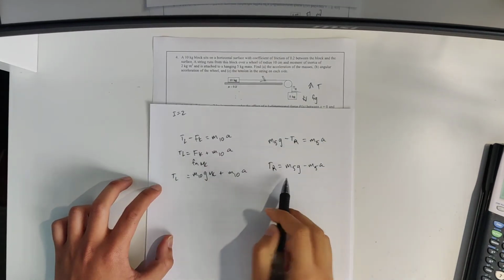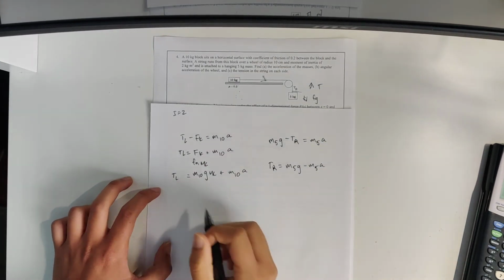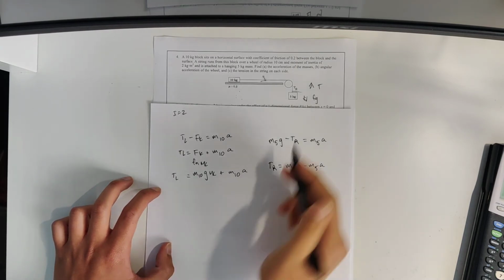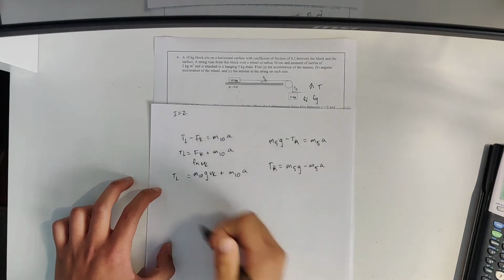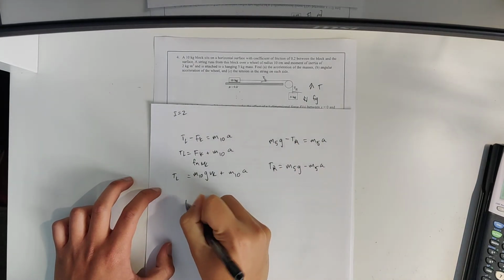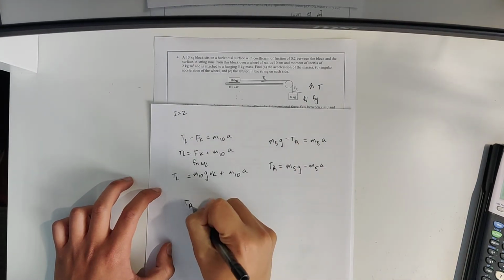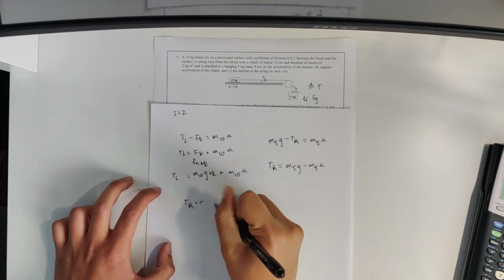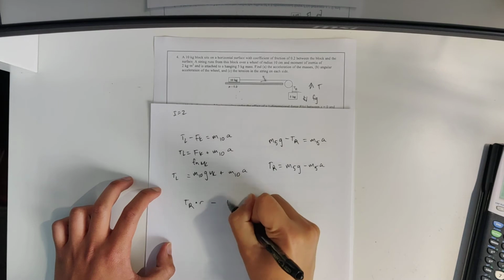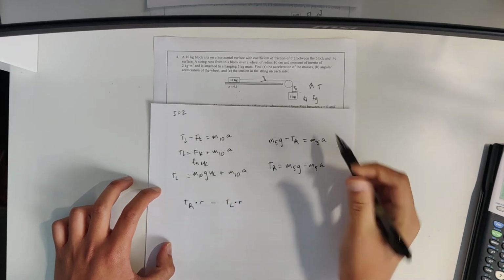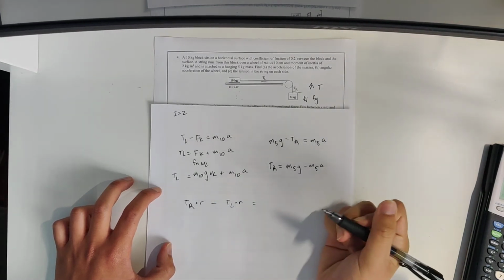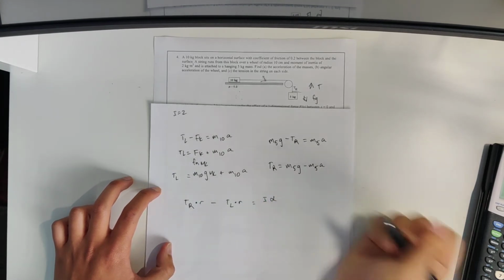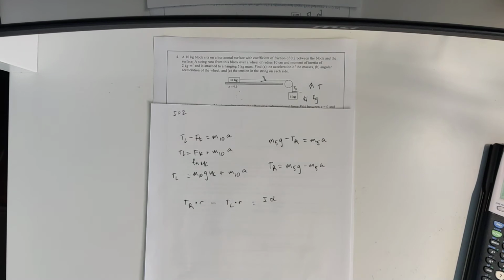So now that we have these two, let's set up torque. We're going to set up torque by having TR first, because that's the one pulling down. It's going this way, so might as well have it in the front. Tension TR, you have to times it by the radius of the wheel right there, subtract from TL times also the radius of the wheel, and that's going to be equal to I alpha. So that's what we have right there.